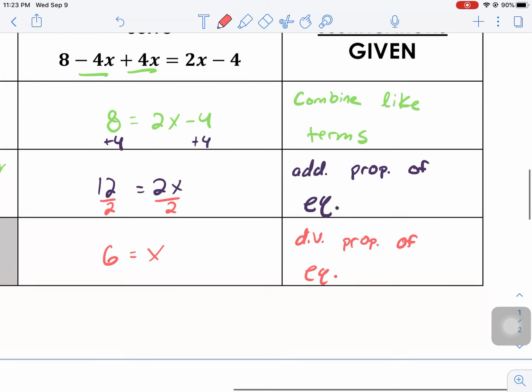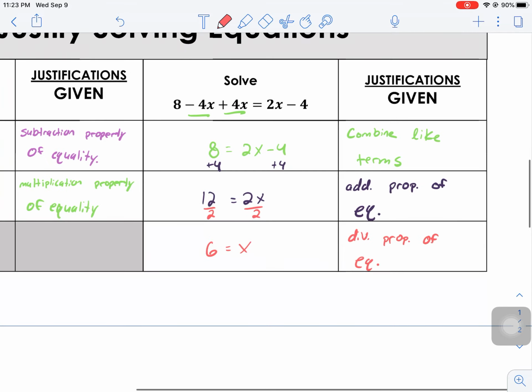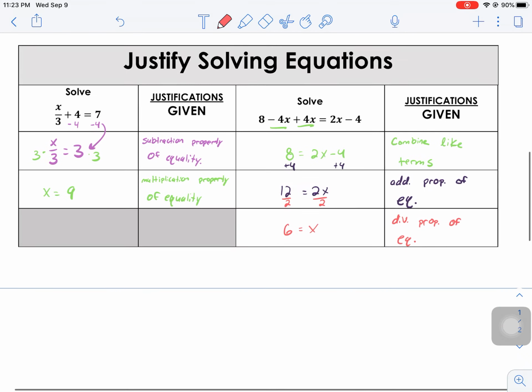Okay, and so that's all you have to do, right? It's literally just justifying or explaining the step that you did in words instead of just math, okay? And that's something that we'll have to do come the Unit 1 test, so it's good to be prepared for that stuff.